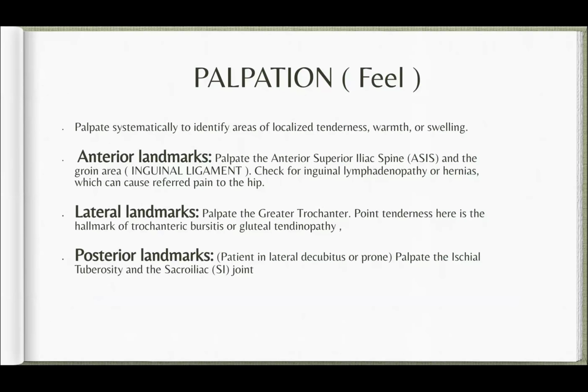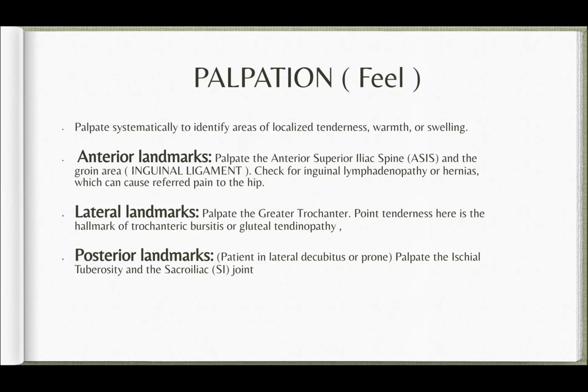Next, we'll go with the palpation. We have to palpate systematically to identify areas of localized tenderness, warmth, or swelling. Anterior landmarks: we have to palpate the anterior superior iliac spine and the groin area, especially the inguinal ligament. Check for inguinal lymphadenopathy or hernias, which can cause referred pain to the hip. Lateral landmarks: we have to palpate the greater trochanter. Point tenderness here is the hallmark of trochanteric bursitis or gluteal tendinopathy.